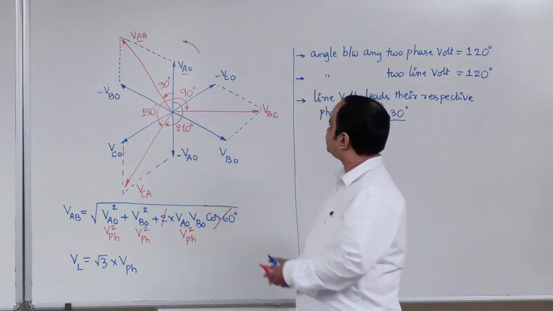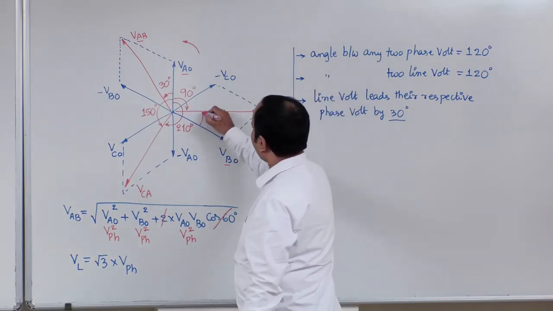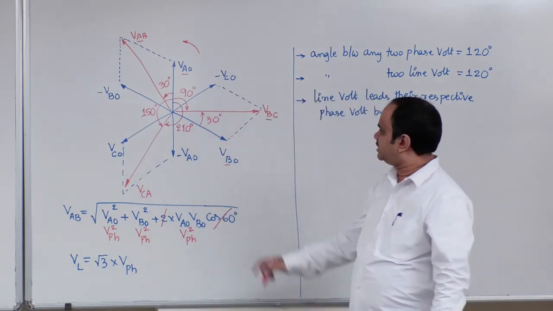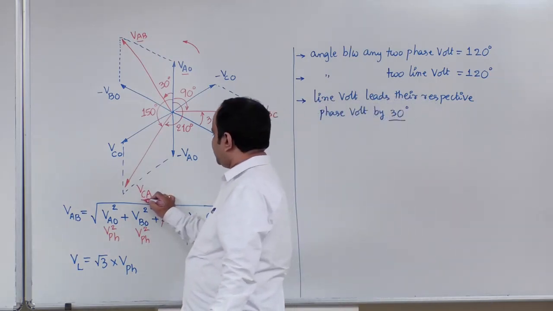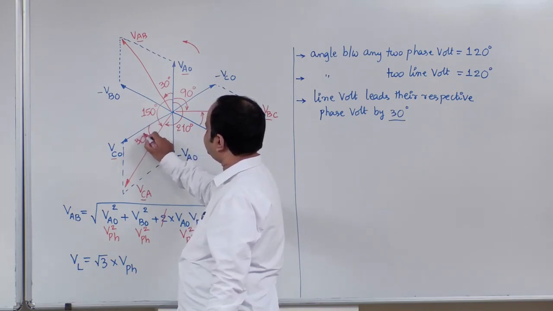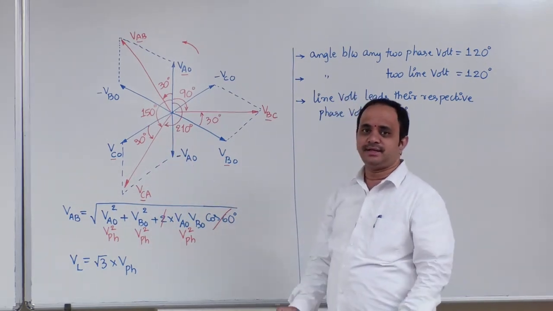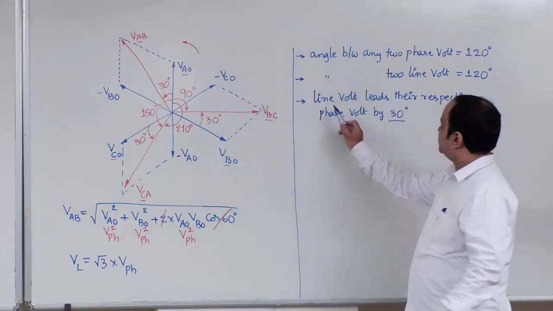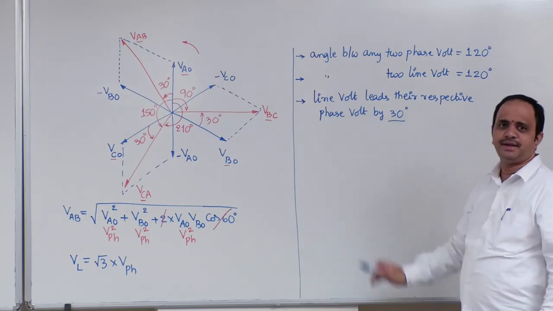Next, the BC phasor leads the BO phasor by 30 degrees. The CA phasor leads the CO phasor by 30 degrees. That means line voltages lead their respective phase voltages by 30 degrees.